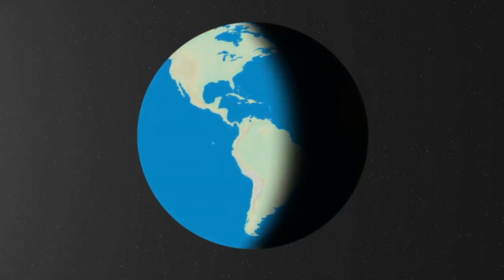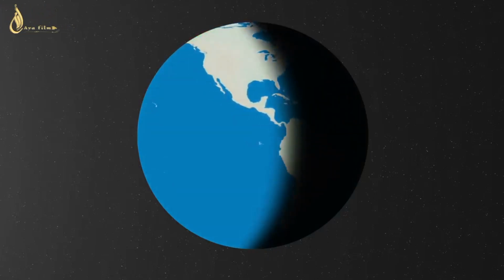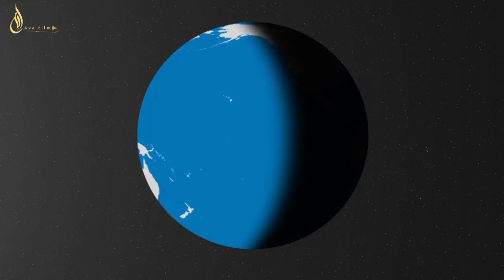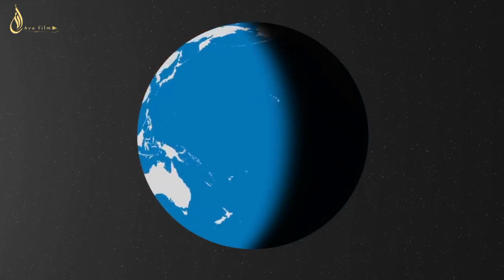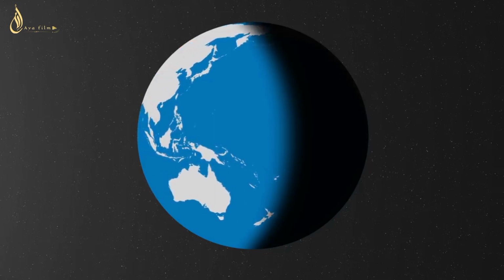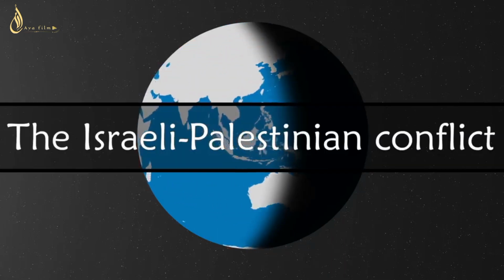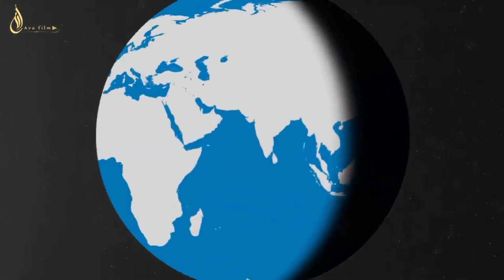100 years ago began a regional conflict that would quickly become one of the world's most complex and controversial. A conflict between two very different people for the same territory. To better understand its reasons and underlying issues, let's retrace the Israeli-Palestinian conflict on a map.